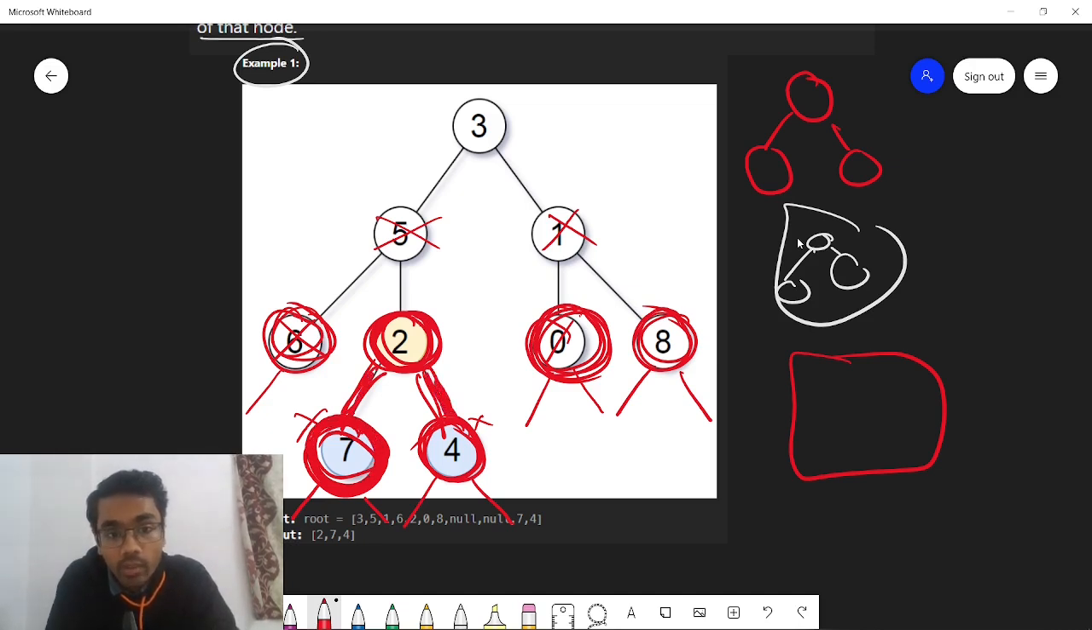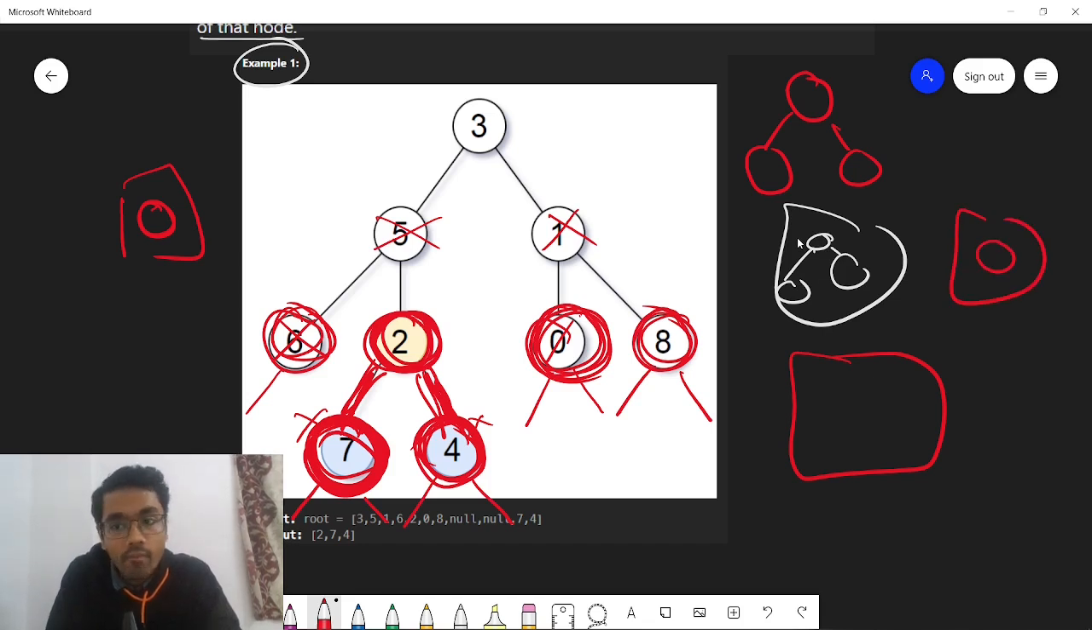Now if there was only one deepest node, let's say 7, then we would have returned only that one node 7 as the subtree because there is no other deepest node. So if there is only one deepest node, we would be returning only that node as our subtree. Similarly, if 4 was the only deepest node, then we would have returned 4 as our subtree because there is no other node to cover, so we can just return that node itself. That particular deepest node would be the subtree itself.